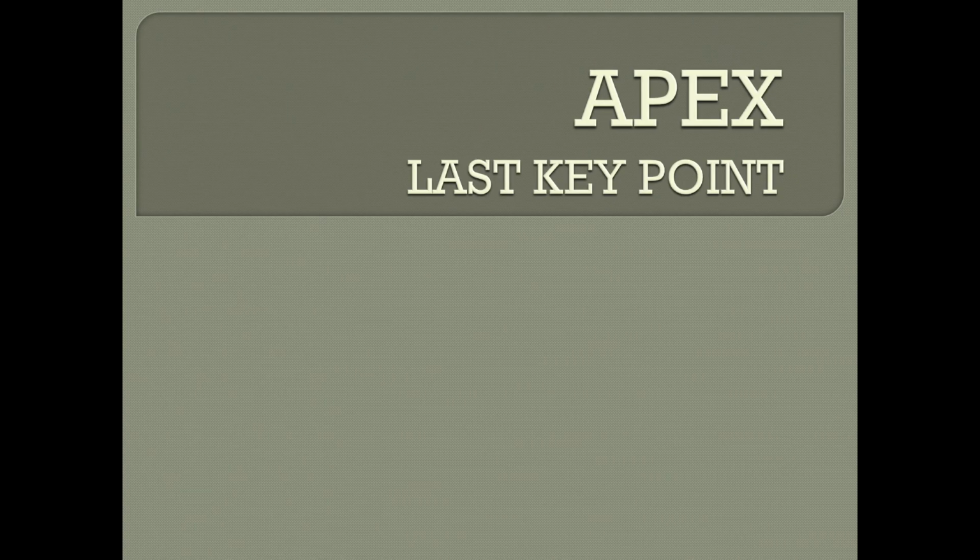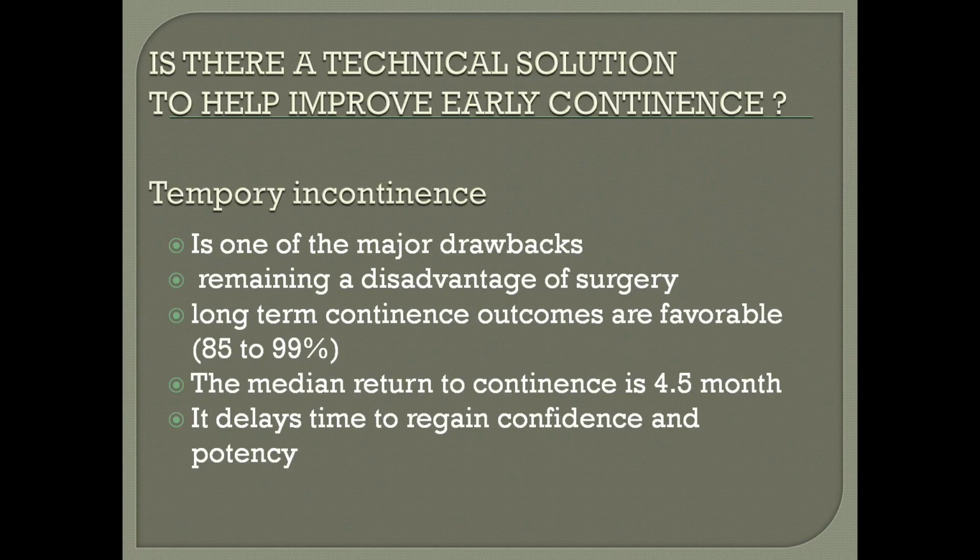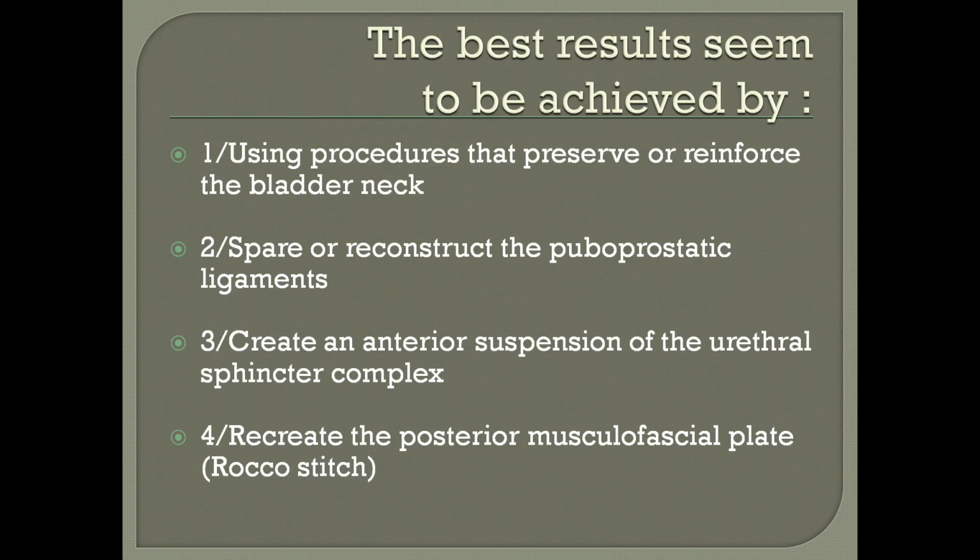The apex is the last key point. It's a very important point, because incontinence remains a big disadvantage, and that's why radiotherapists are so active now. So we have to show them that we are able to have 99% of continence. And how to do that?